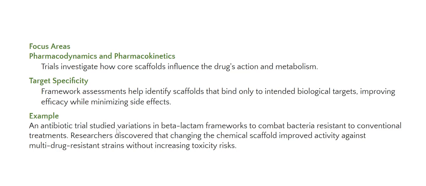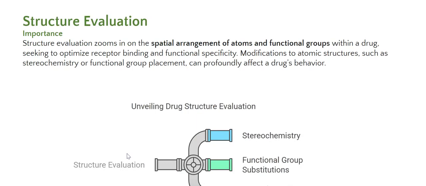Example: an antibiotic trial studied variations in beta-lactam frameworks to combat bacteria resistant to conventional treatments. Researchers discovered that changing the chemical scaffold improved activity against multi-drug resistant strains without increasing toxicity risks. Then we have structure evaluation.